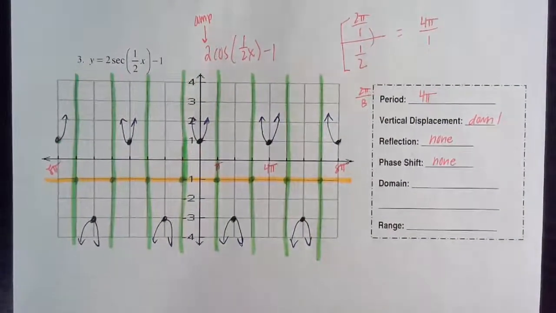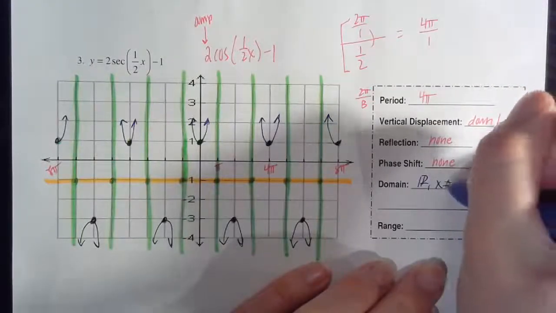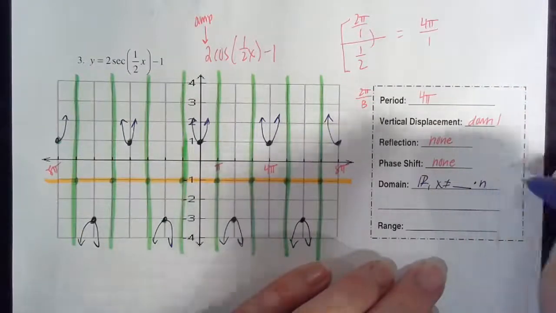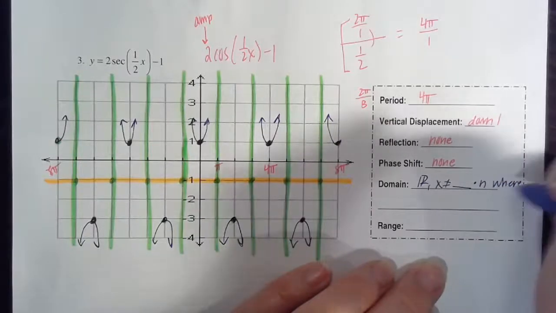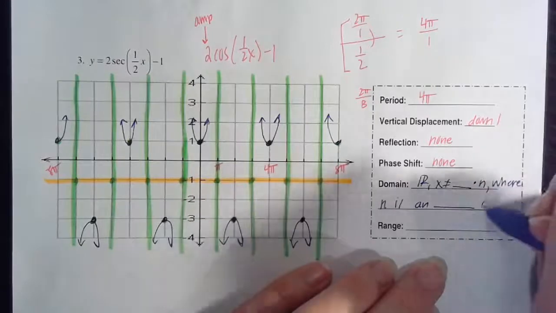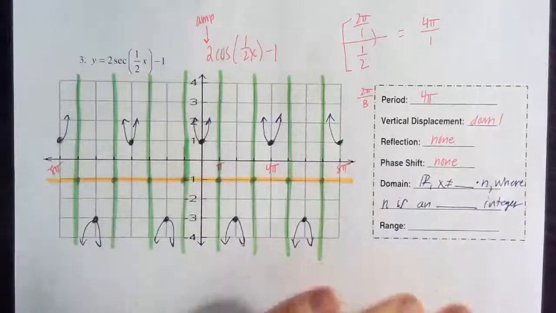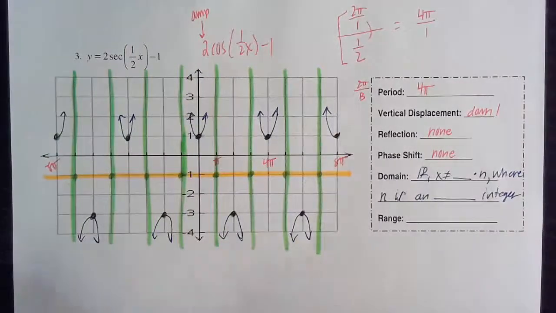It's fine. Alright, so your domain is going to be all real numbers, except x cannot equal whatever that first asymptote is times n, where n is an blank integer. Sorry, that's still really sloppy. I apologize. I'll do better on the next one.